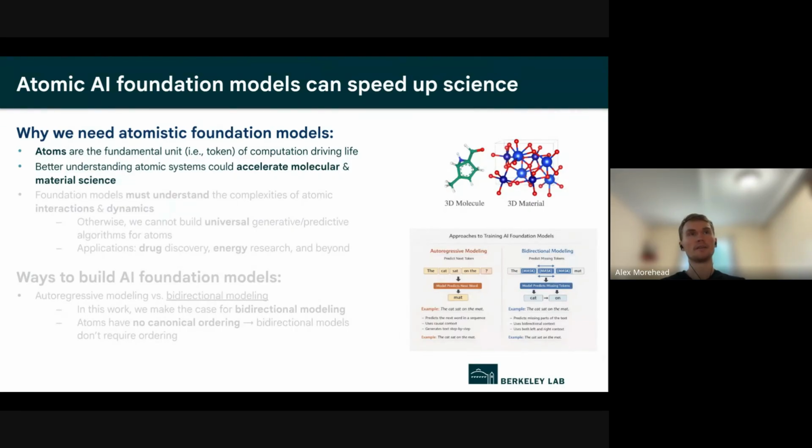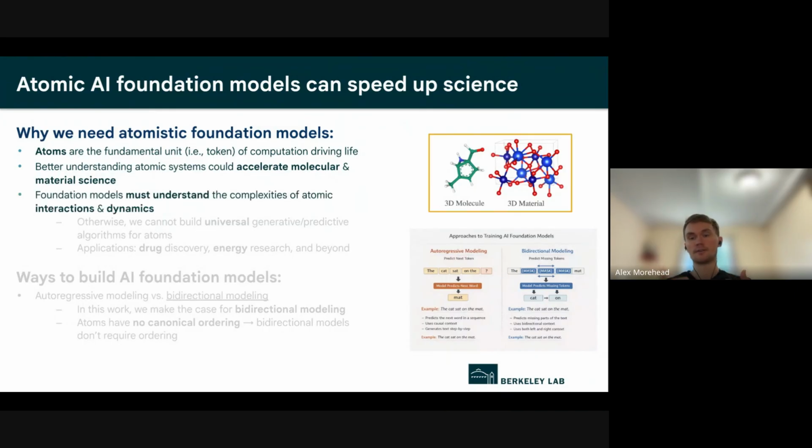And if you are interested in these types of models, one of the questions is how do you model those systems? What granularity do you represent them at in a foundation model? Here we're going to naturally adopt the stance of looking at atoms in these atomic systems, these chemical systems. We consider them the fundamental unit of computation. And if you have a foundation model that's trained on atoms, you hope that it can understand atomic systems to a point where it could accelerate molecular and material science.